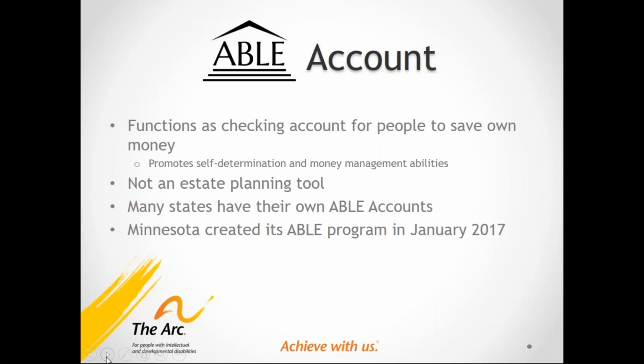The ABLE account is a checking account in which people can save $15,000 a year, $100,000 over their lifetime, without it counting against their assets for Social Security or medical assistance. So if you're setting up the ABLE account to safeguard money from Social Security and medical assistance, you can put $15,000 in there each year. $15,000 the first year, $15,000 the second year, which would be $30,000, and so on, to a max of $100,000 over the person's lifetime.